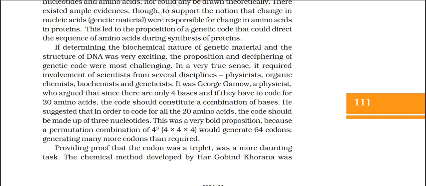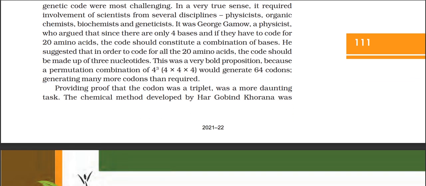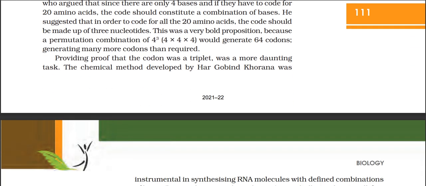It was George Gamow, a physicist, who argued that since there are only 4 bases, and they have to code for 20 amino acids, the code should constitute a combination of bases. He suggested that in order to code for all the 20 amino acids, the code should be made up of 3 nucleotides. This was a very bold proposition, because a permutation combination of 4³, 4 times 4 times 4, would generate 64 codons, many more codons than required. Providing proof that the codon was a triplet was a more daunting task.